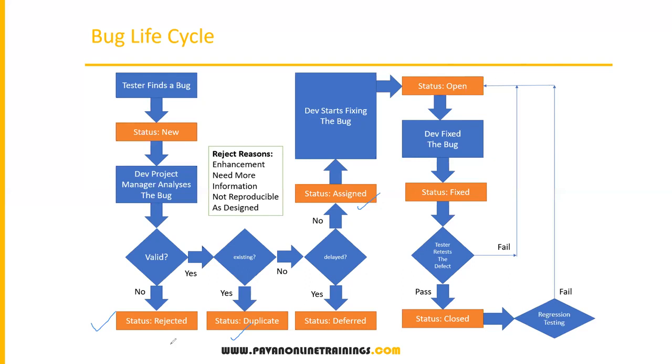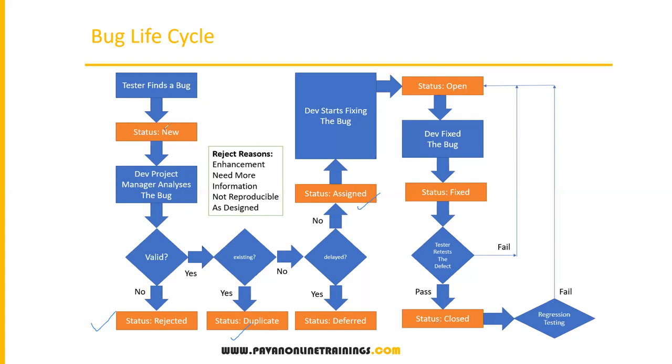So the bug status will change depending upon the situation, from new to rejected or duplicate or deferred or assigned, open, fixed and closed. By seeing the status, we can understand in which state the bug is. It is just for tracking purposes. The status will be changed, like the developer will update the status.